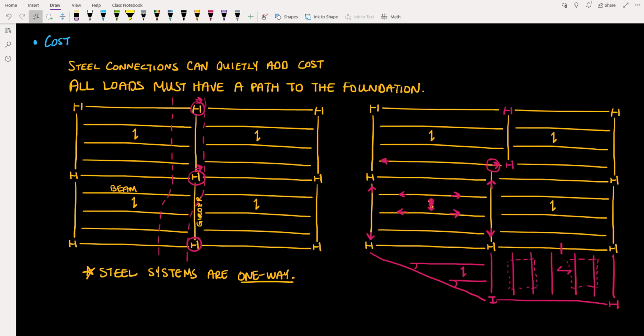So, in summary, we must always be conscious of the load path with structural steel. All loads must eventually have a path to the foundation. The more direct that path, the more efficient the structure, as we've mentioned before. With structural steel, it's especially important to keep load path in mind, as steel systems are one way. When we talk about concrete later on, we will see different two-way systems that can accommodate for greater flexibility in arrangement of columns. But for steel design, irregular floor layouts can drive up cost because, with steel, the greatest design challenges are typically the connections.